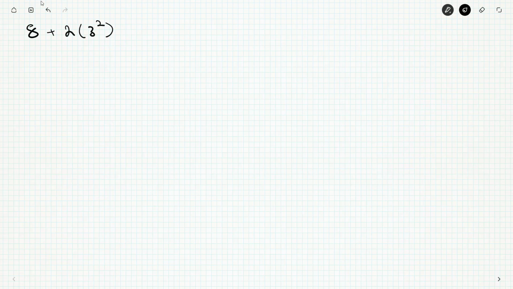Okay, very basic question. If you're doing it by hand, try and remember order of operations. And depending on your type of calculator, you may have to be careful how you input things. But I do the square first, so 3 squared, 9. Now we're left with addition or multiplication. We do multiplication first. So 2 times 9 is 18. 8 plus 18 is 26.